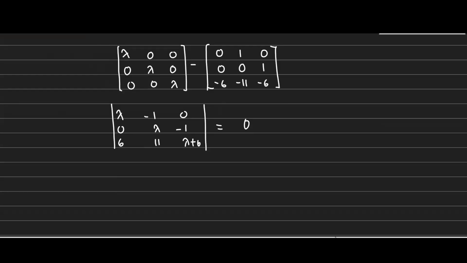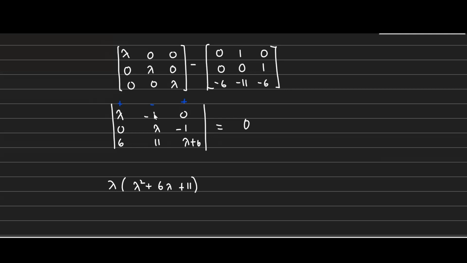So we have to find the determinant of this, and it must be equal to 0. The signs are plus, minus, plus. So this will be lambda multiplied by the small matrix that we form, which is the product of the major diagonal minus the product of the other. The product of the major diagonal is lambda squared plus 6 lambda, and then minus 11 times -1, so that is positive 11.